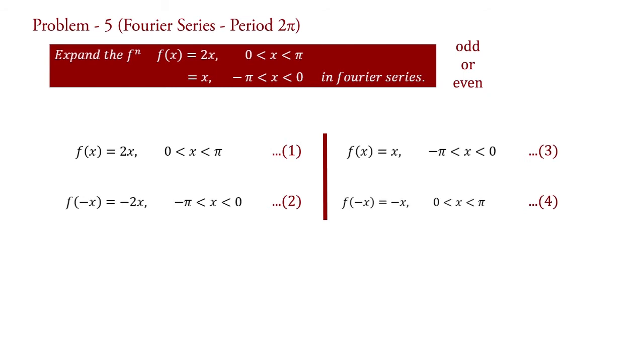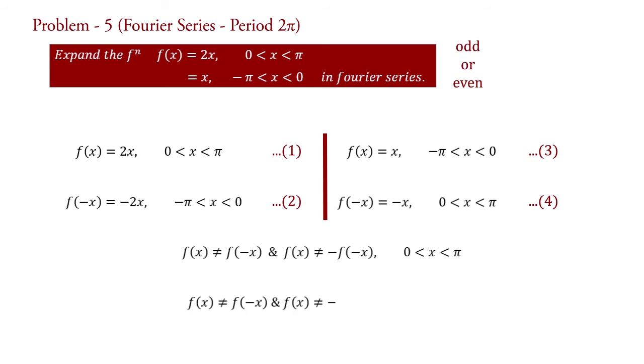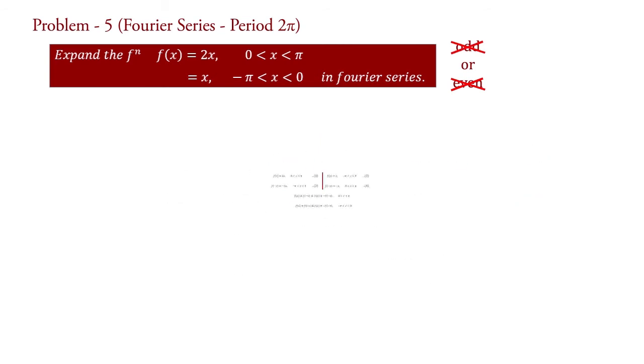From equation 1 and 4, it is found that f of x is not equal to f of minus x and f of x is not equal to minus f of minus x for the interval 0 to pi. And from equation 2 and 3, it is also found that f of x is not equal to f of minus x and f of x is not equal to minus f of minus x for the interval minus pi to 0. Therefore, the given function is neither even nor odd. And so, we have to calculate all three coefficients a0, an and bn.